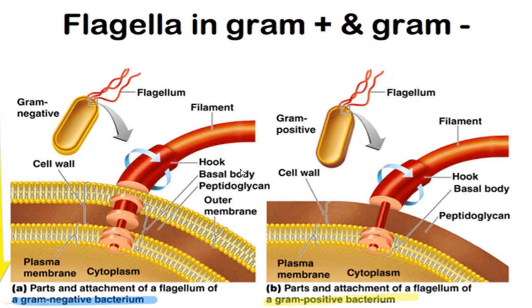This is the difference in the structure of the flagellum in gram-positive and gram-negative bacteria. As you can see, in the case of gram-negative, there are two pairs of rings, but in the case of gram-positive, there is only one pair of rings.